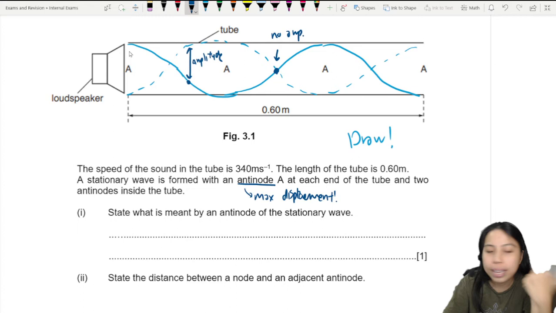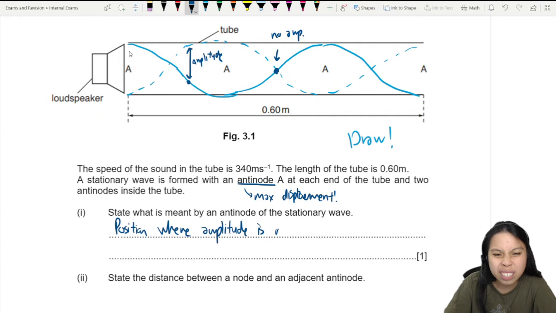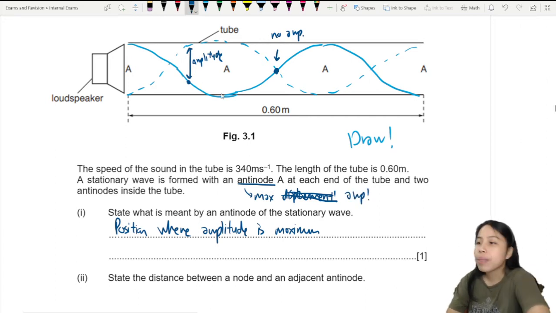So here is where there is a position where amplitude is maximum. So use a better word. Let's use amplitude instead. Okay. So this is a B1 mark. Let's see what next. What's the distance between the node and the adjacent antinode?